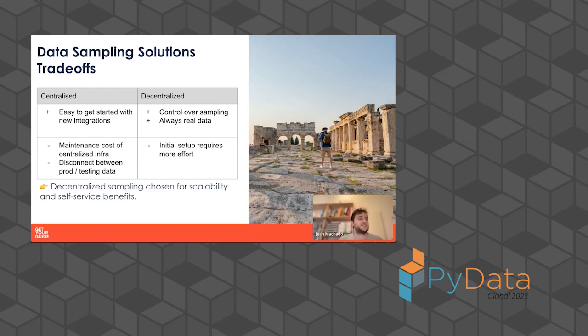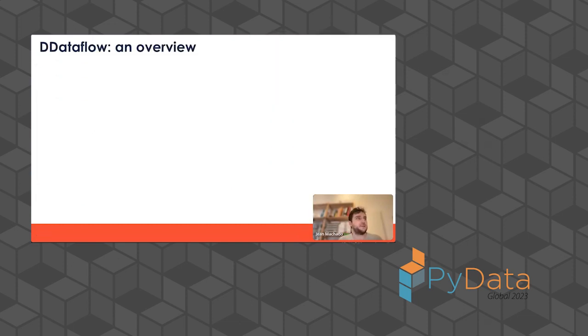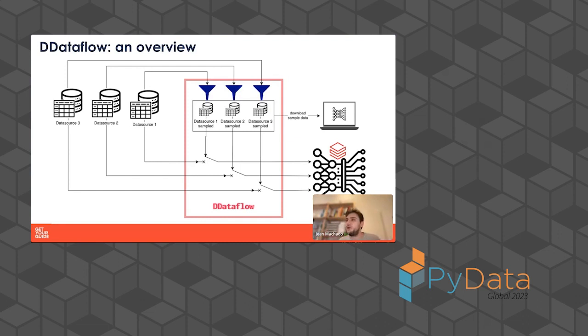So with that in mind, this is an overview of what DDataflow looks like. It has basically sampling functions that are applied conditionally in the pipeline depending on whether you are in production or in the CI. That's a very high-level view. Theo will now go deeper and show how this looks in practice.